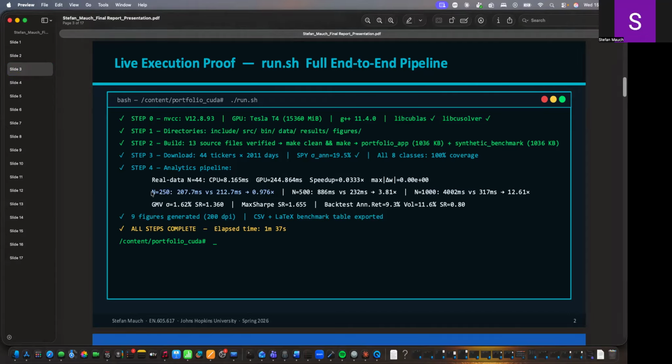We see we have a break-even performance when reaching 250 assets. So this is where CPU and GPU performance is quite similar. You will see some differences, solve versus covariance and total running time, etc. So this is going to change. And just for completeness, I also provide you with some nice portfolio metrics to see how risk efficient our portfolios are, including Monte Carlo, etc.